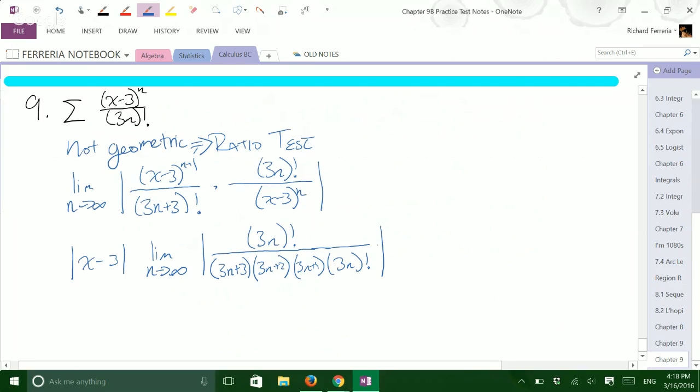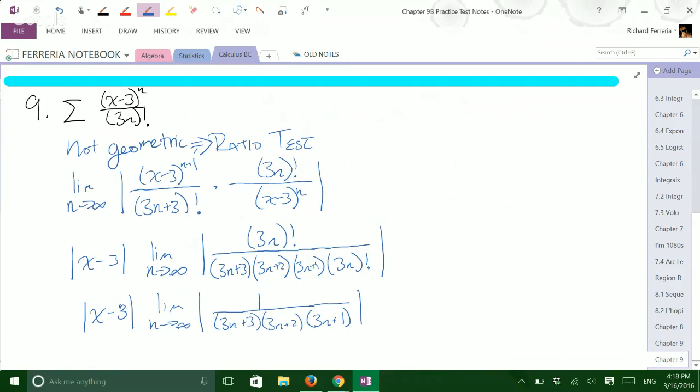Notice that the 3n factorials cancel out, and you're left with 1 over this product of binomials. Now, it's not important for you to expand that. If you analyze that, you should be looking at it as a constant numerator and a denominator that's growing. That limit is 0.